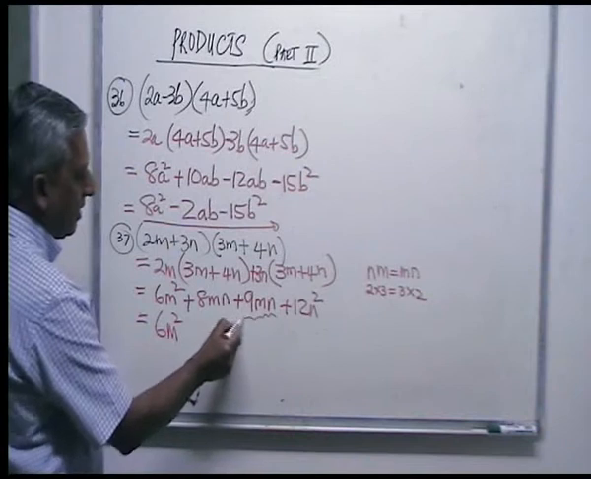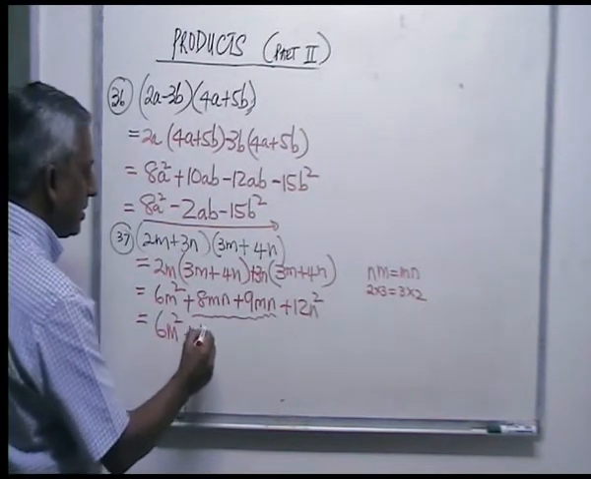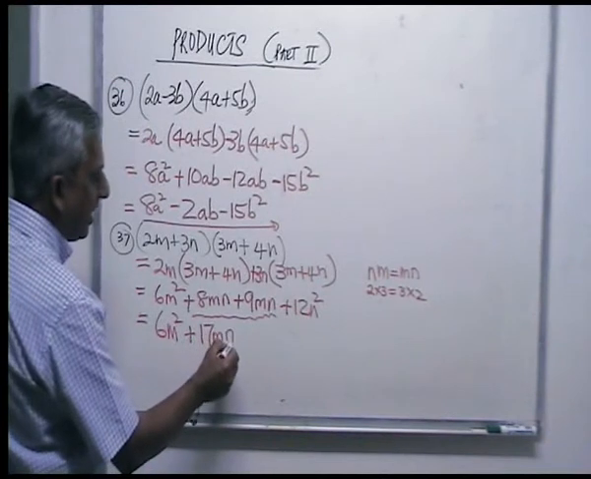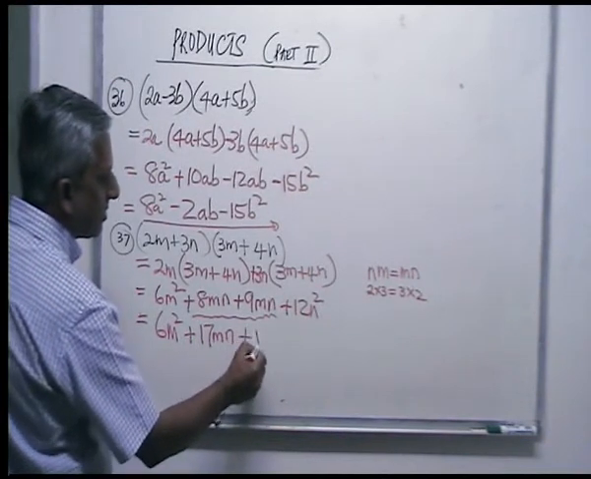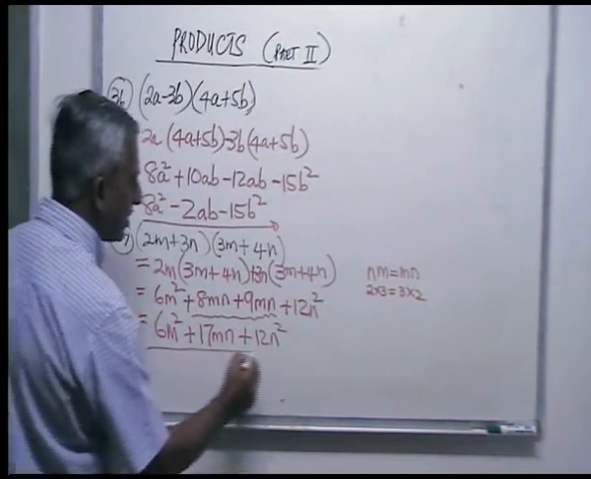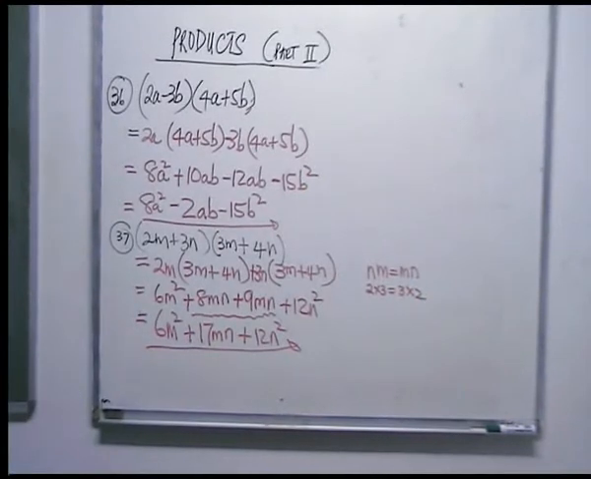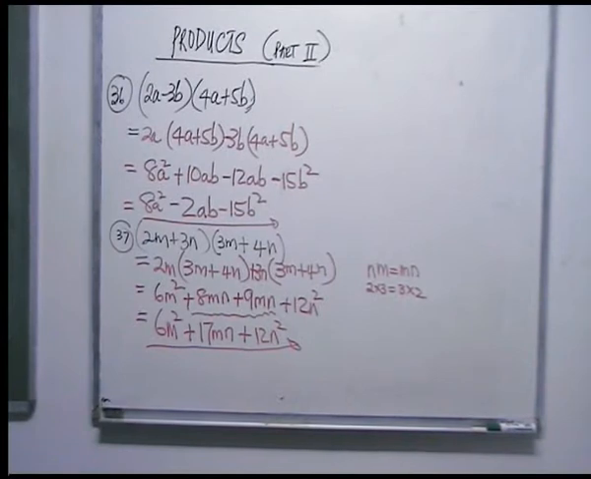Now in the middle here we have like terms. 8 plus 9 will give you 17mn plus 12n squared. And that's your answer for number 37. So you must check your work and see that you did every step and that you got them all right. If you've made a mistake somewhere, find your mistake and correct it.